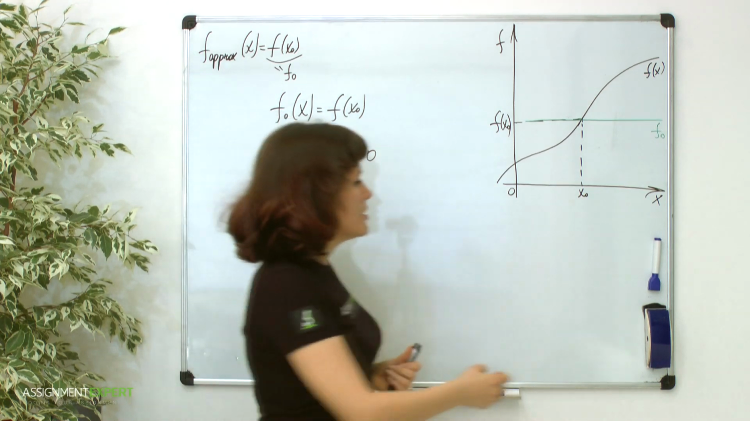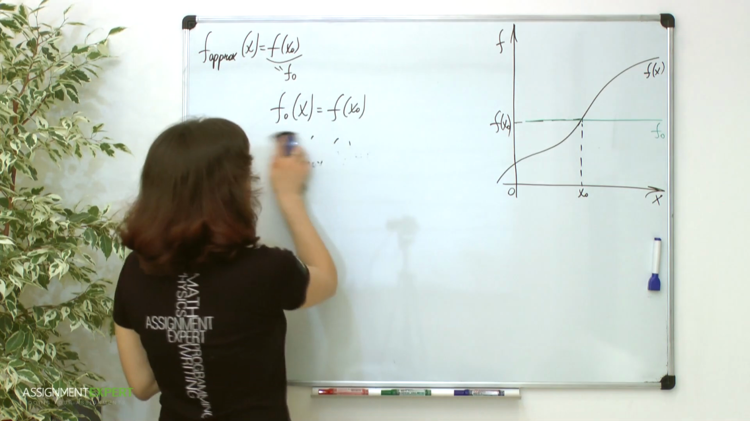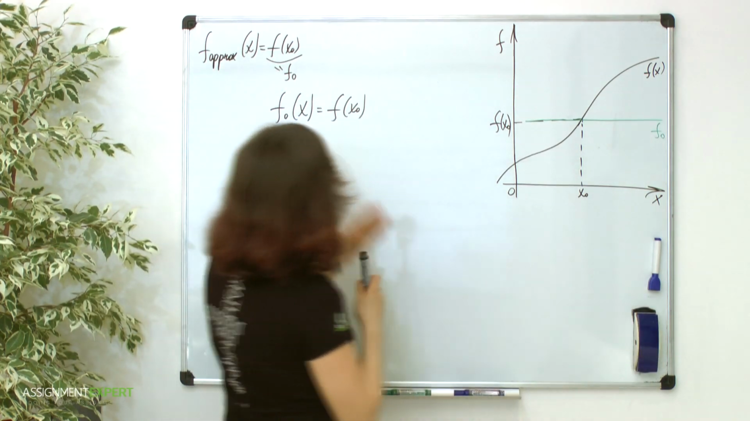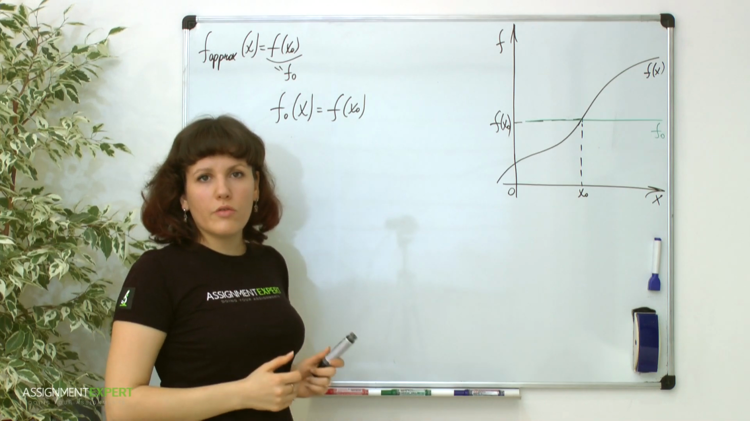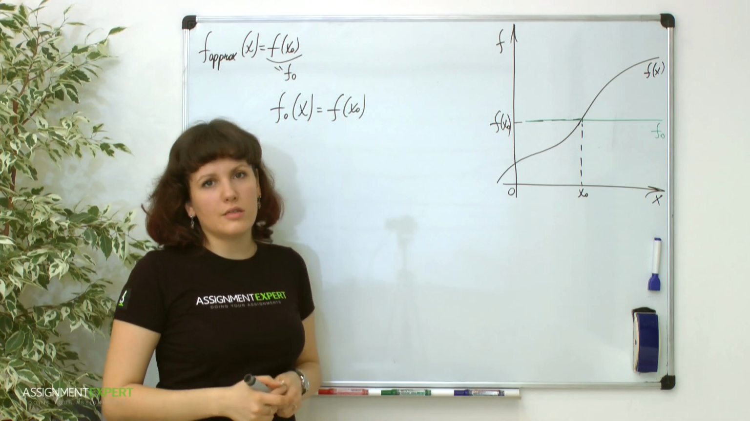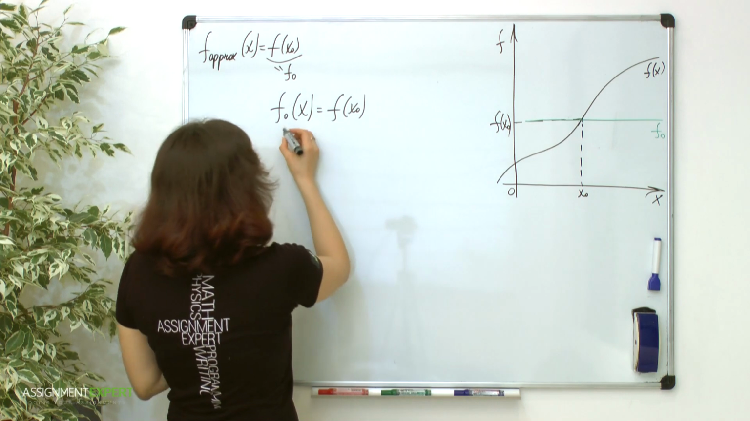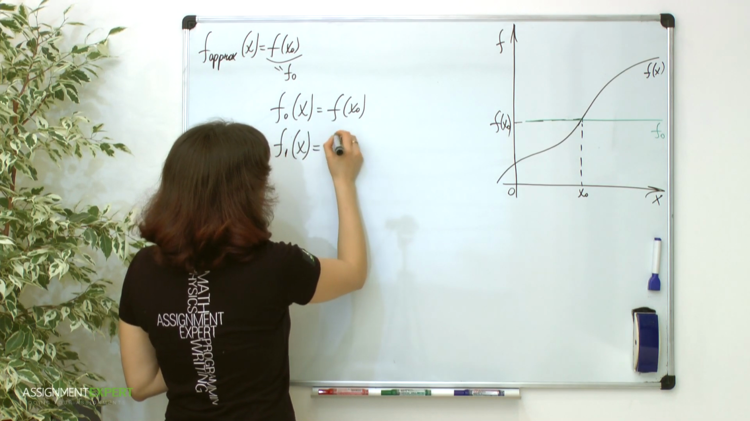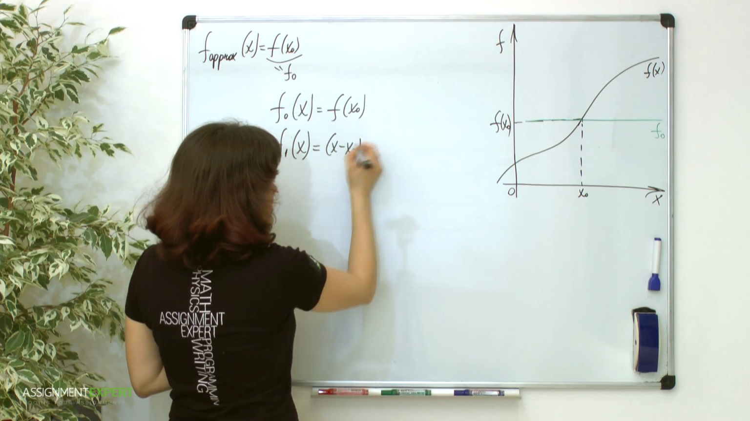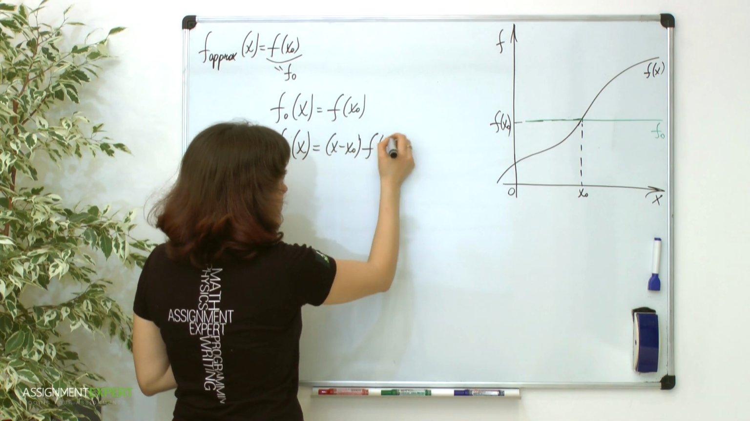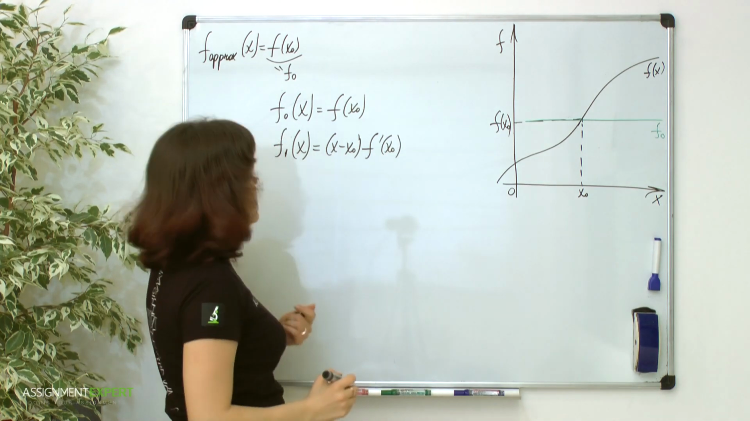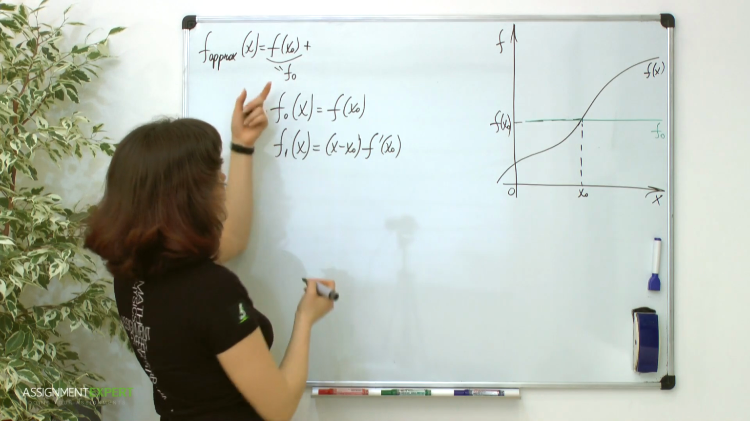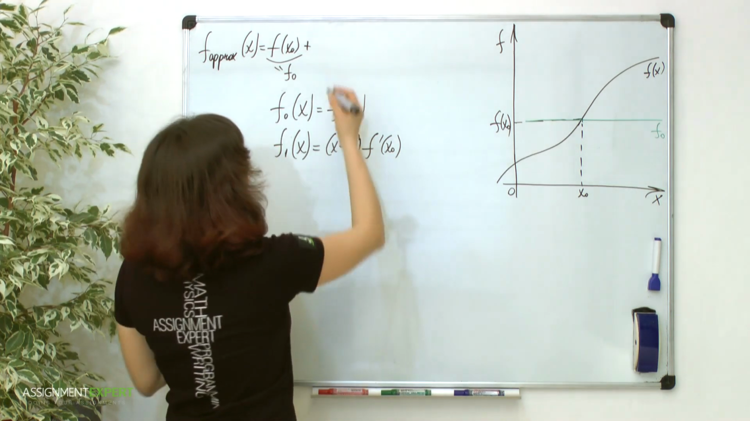To construct the function which will approximate f of x along with its first derivative, we should add something to f0, and this addend should be chosen so that it will equal 0 at the point x0. Let's consider the following addend: f1 of x equals x minus x0 times f prime of x0. And now our approximation function f_approx equals f0 plus f1.